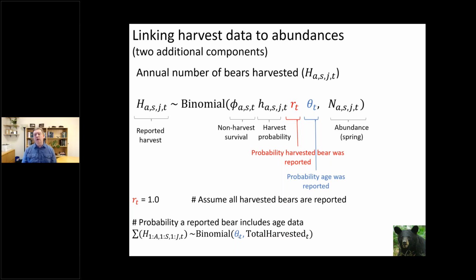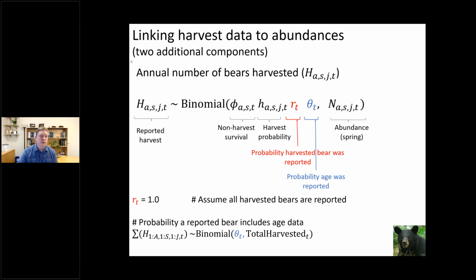And this became a very important parameter in this model because the reporting process changed through the years in Maine. In the earlier years, 2008 through 2011, reporting of age information and submitting of a tooth was optional, and we were only getting about 30% of the bears being aged. But in later years, it became mandatory, and the proportion of aged individuals increased to about 80 or 90%.